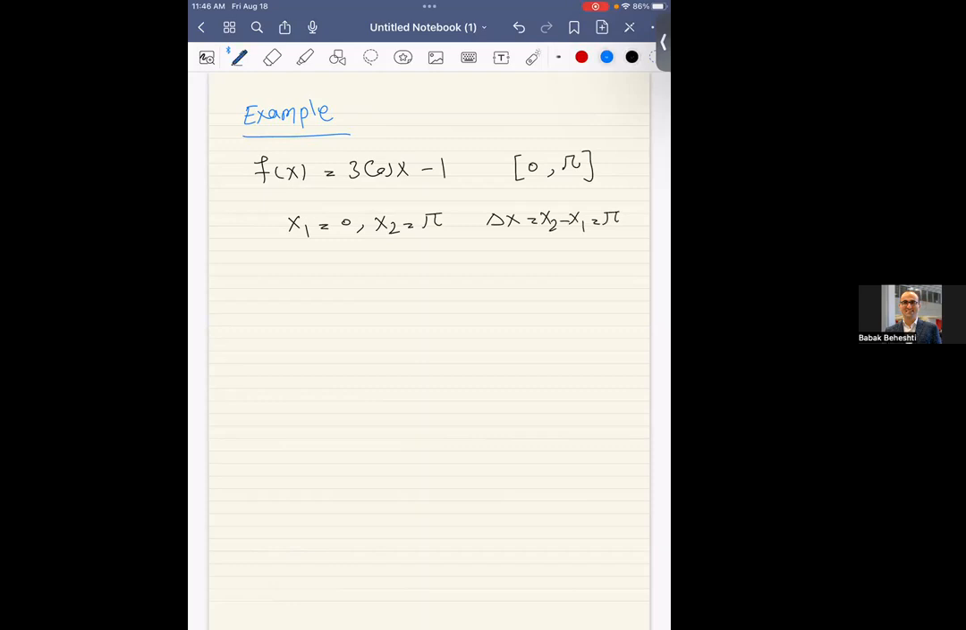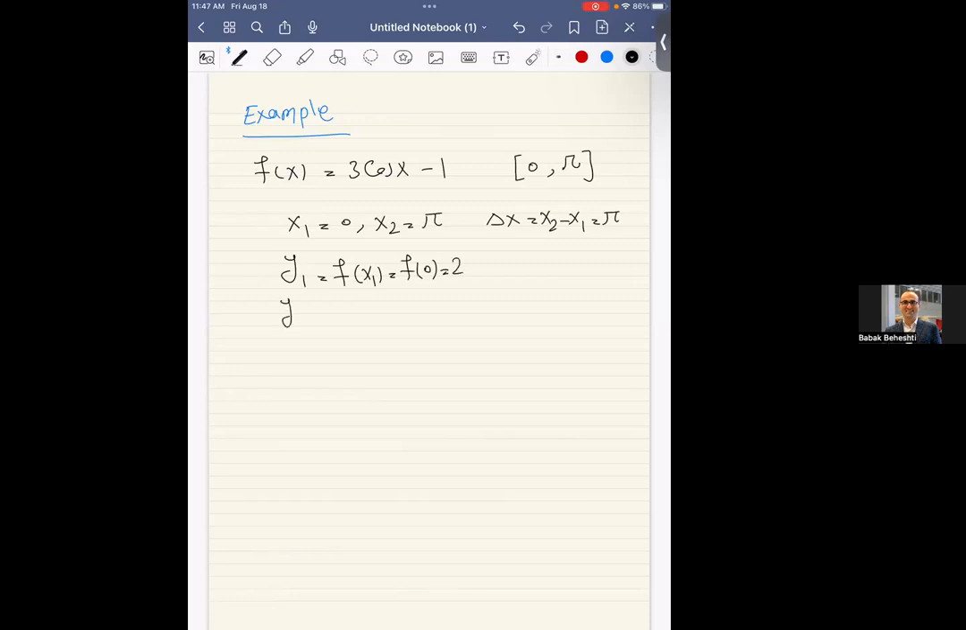What is y1? y1 is f of 0. So what is f of 0? x1 is 0, so f of 0. What is f of 0? 3 times cos 0 minus 2.